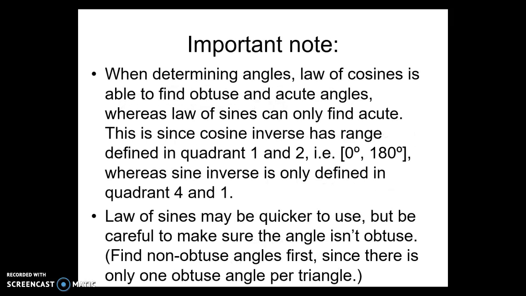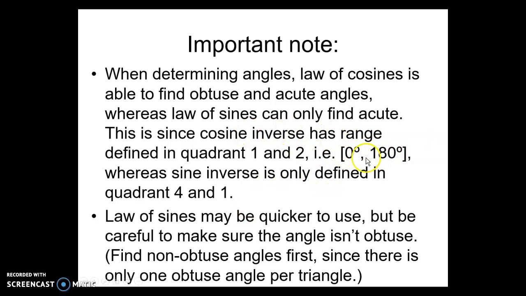Okay, some important notes. The law of cosines, you can always use it to find both obtuse and acute angles. The law of sines can only find acute angles. You have that ambiguous case. So if you're using the law of sines, you better make sure that the side you're using doesn't get associated with an obtuse angle. That's why I always said if you're using the law of sines, make sure you don't pick the largest side, because then you will guarantee yourself to avoid the obtuse angle.